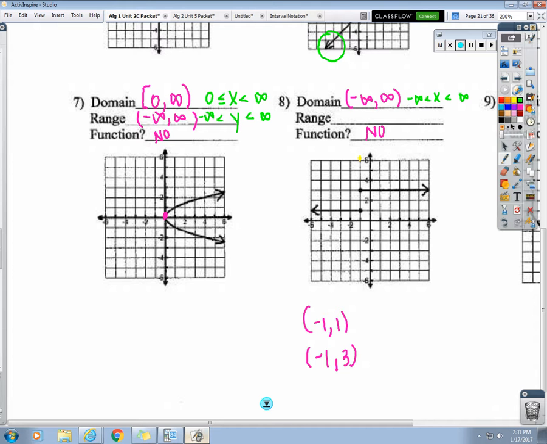Okay, now the range is different, so pay attention. Why don't you let me write it and then I'll give you time to copy it. If you're on this graph, what's the lowest you can go? Wouldn't it be this line, which is at 1? What's the highest you can go? 3.